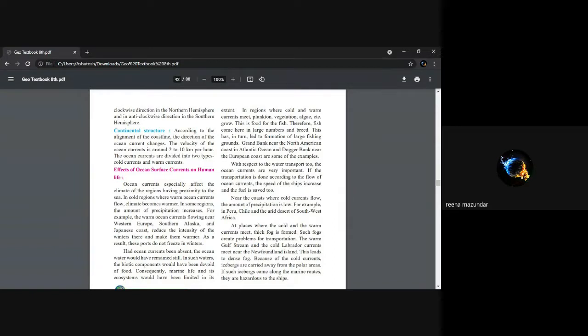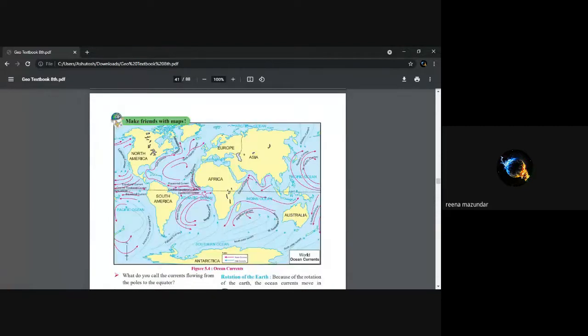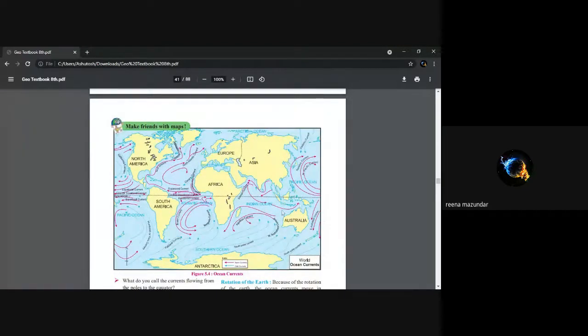If the transportation is done according to the flow of the current, the speed of the ships increases and the fuel is saved too. So with respect to water transport, ocean currents are very, very important. What happens? When the ships go along with the current, they use very less fuel.